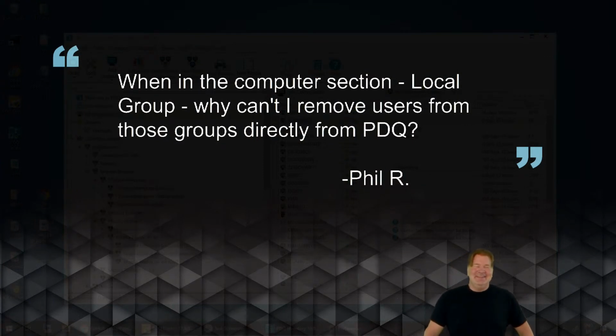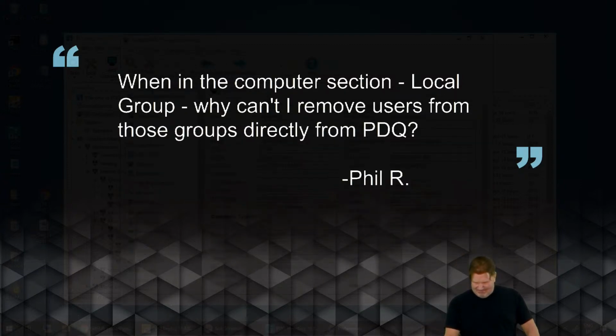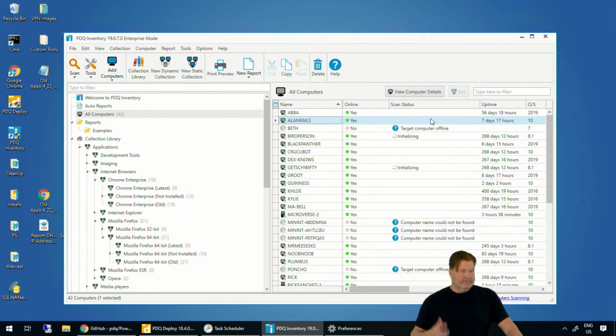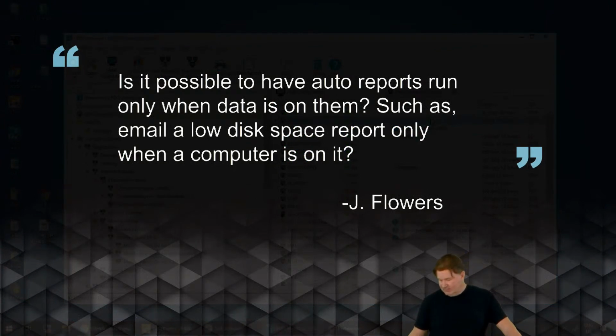Speed round style. When in the computer section, local group, why can't I remove users from those groups directly from PDQ? Sincerely, Filler. My answer to that one would be it's not really an active connection to those user accounts or those groups. It's just a report of what was there. If you wanted to remove them, you could use a scanner of some type where you could actively remove groups that you didn't want or users from groups. It just would involve writing some PowerShell. What he said.